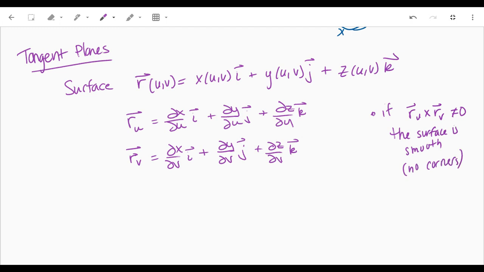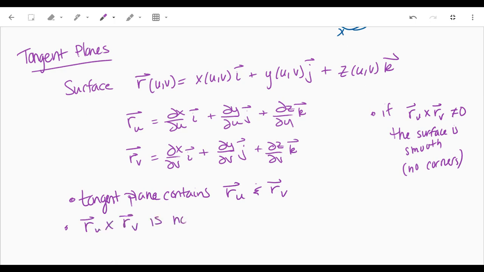Okay, also points out that your tangent plane contains these two vectors. It's kind of like how a tangent line is the derivative, right? Your tangent plane has both of these partial derivatives. Or I should say your tangent line has a slope that's the derivative. Just like we've learned before, the cross product of two vectors is the normal vector to the tangent plane.